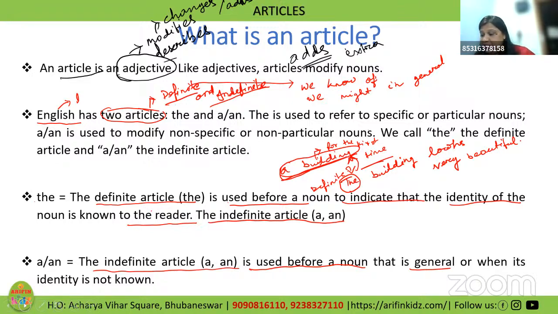Yes, Shantanu has written particular, correct. Definite means particular, which can be defined, that we know of, right? Then Anirudh has written the particular thing, it points particularly. Yes, you all are correct when you said all these things. Yes, something of which we know of, right?